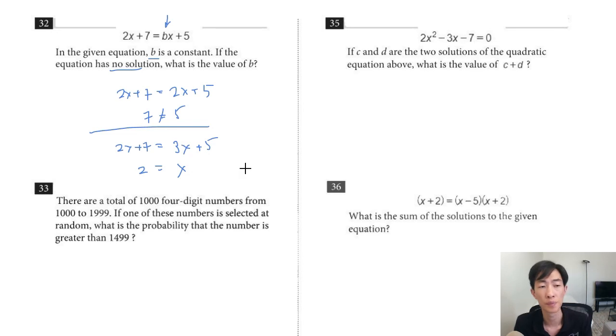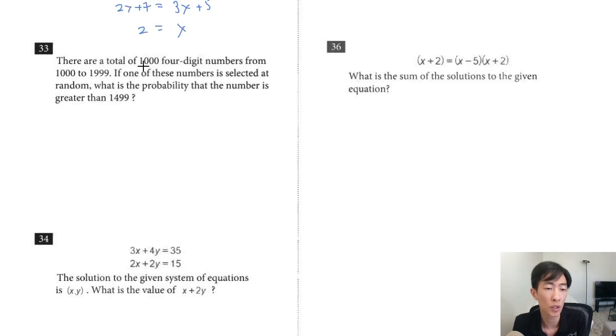33, there are 1,000 four-digit numbers from 1,000 to 1999. If one of these is selected at random, what is the probability that the number is greater than 1499? So let's do the same thing that they did here. The numbers that are greater than 1499 are basically 1,500 all the way to 1999. And what are the total numbers? They've already told us it's 1,000.